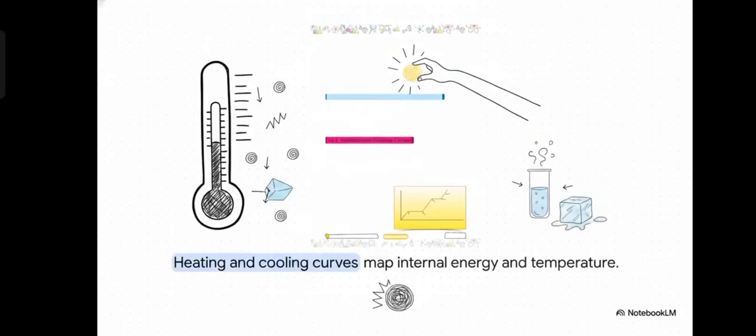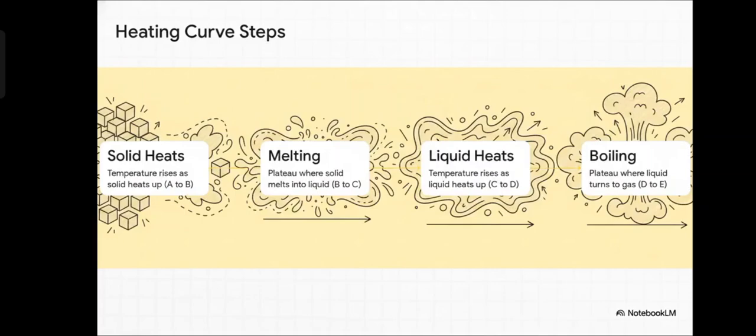What's really fascinating here is that we can actually map this exact journey of internal energy. A heating and cooling curve shows us exactly what happens to the temperature as we constantly pump heat into a substance. Let's walk through this together. The temperature rises as the solid heats up, but then, look at step 2. It's a flat line, a plateau. Why on earth isn't the temperature going up even though we're still adding heat?